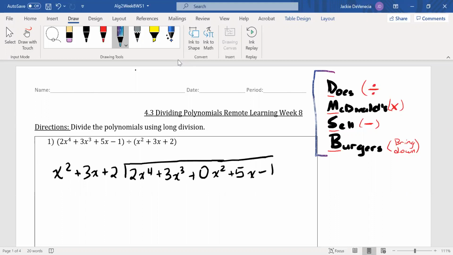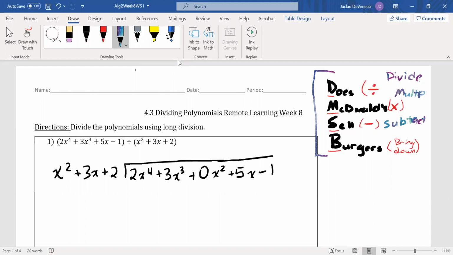So the D in does, you're going to divide. The M in McDonald's, you're going to multiply. And then the S in sell, that's going to be subtract. So instead of adding here with division, we're subtracting or we're minusing. And the B in burgers, that means bring down. Okay, so you're gonna see what we mean by bring down.